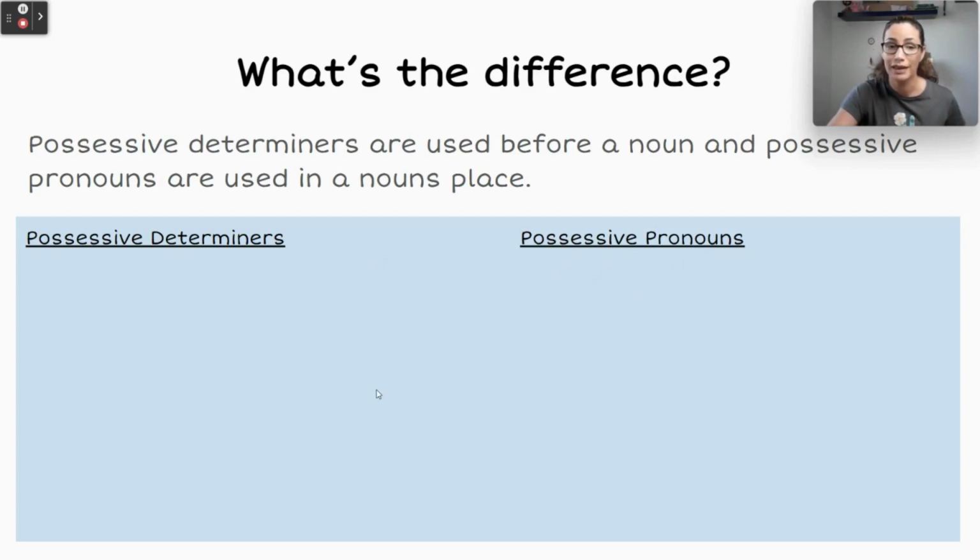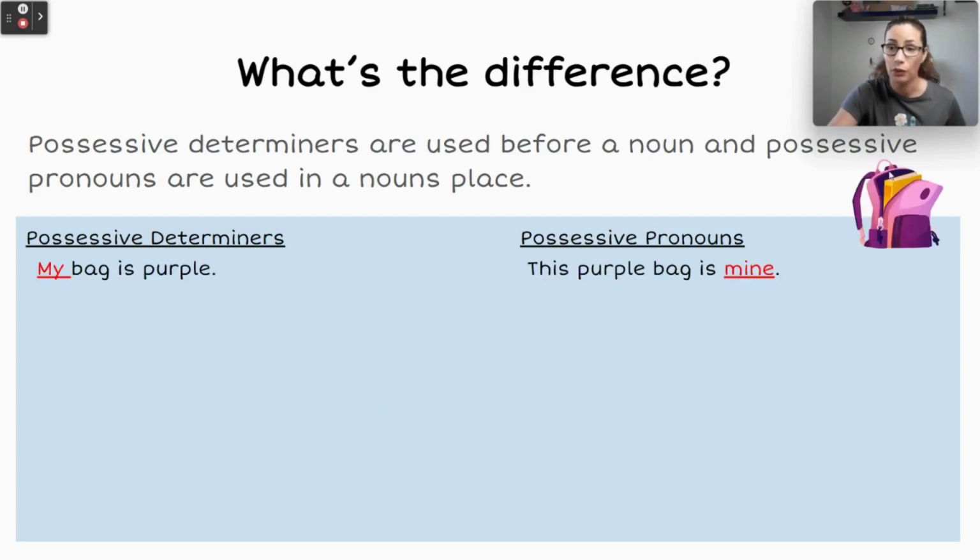You have possessive determiners, and we're going to have the possessive pronouns on this side. Let's look at our first sentence. We have this bag, and it's a purple bag. You have a sentence with a possessive determiner, and then I've written a sentence with a possessive pronoun. The first one: my bag is purple. You can repeat if you'd like. My bag is purple.